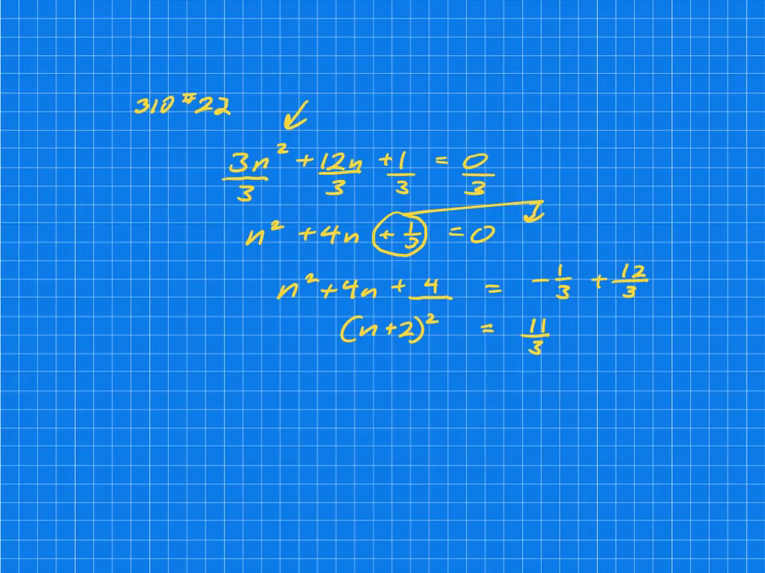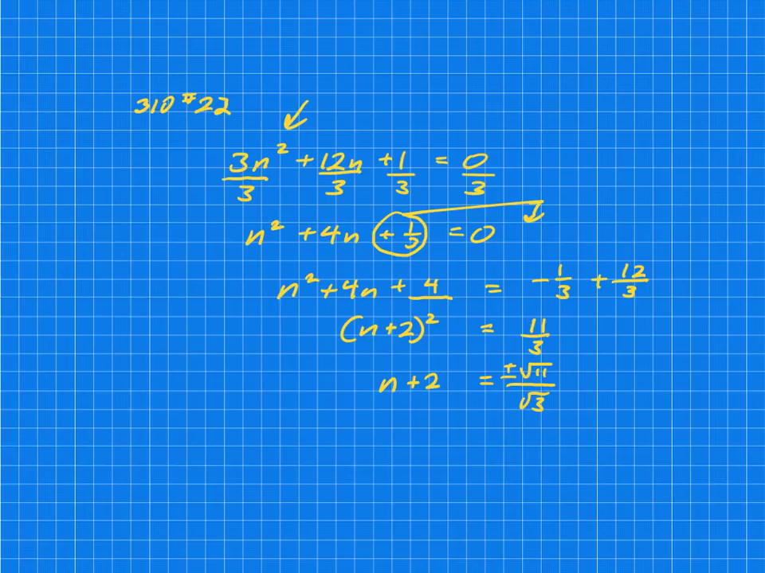So almost there. By completing the square, we produce a situation where we can take the square root of both sides and not make a big mess. So we take the square root of both sides, and I get n plus 2 equals, I'm going to divide this up, plus or minus square root of 11 over the square root of 3. One more step is to get the 2 to the other side and simplify the radical on the right.